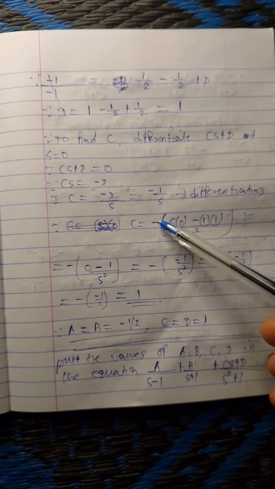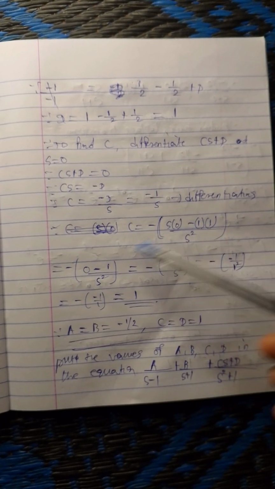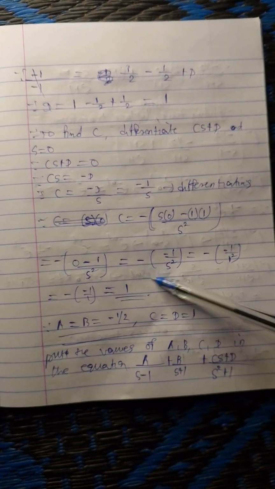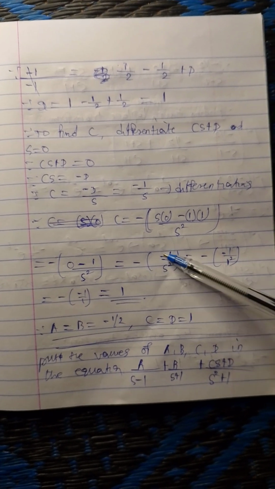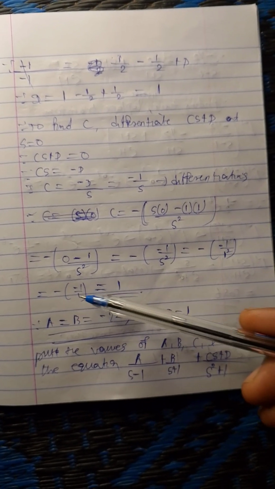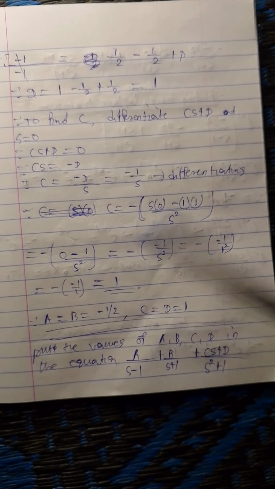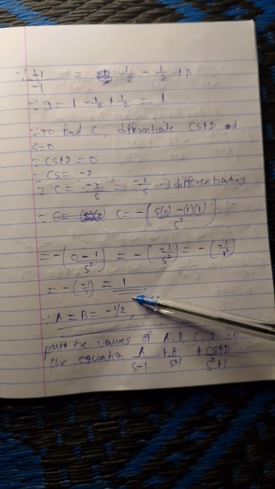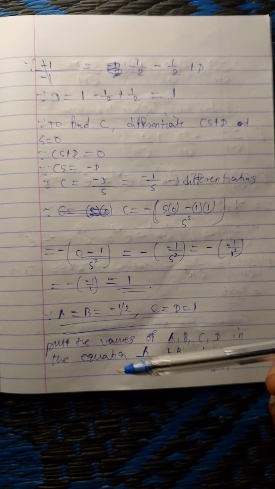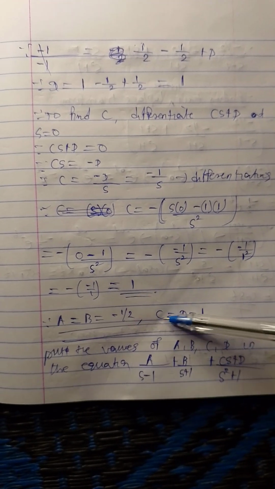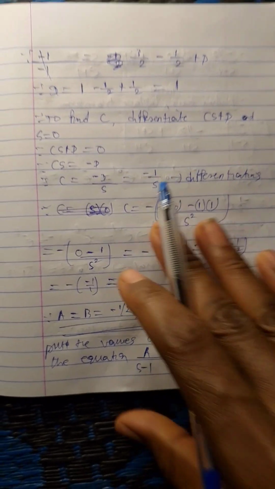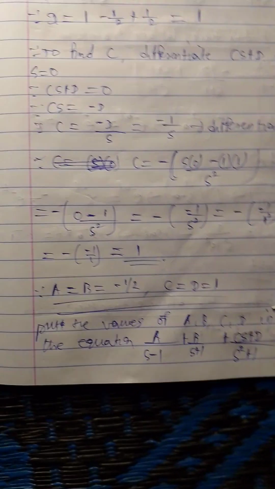Okay, so that becomes minus bracket 0 minus this will give over x squared, which is equal to minus bracket minus 1 over x squared. So which is equal to what? Minus minus will give me 1 over 1, that is the same thing as 1. So my c is equal to 1. Therefore a is equal to b, which is equal to minus 1 over 2, and c is equal to d, which is equal to 1. So put the values of a, b, c, d in the equation.